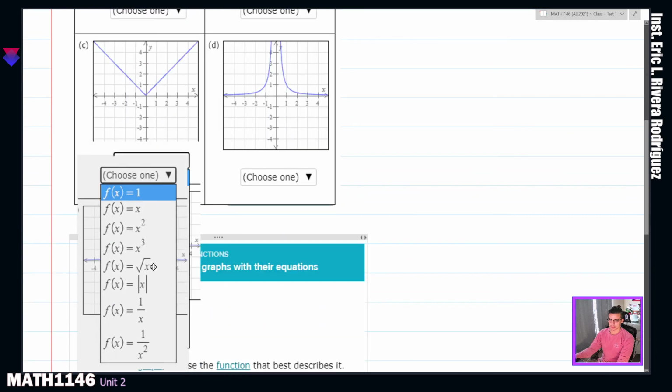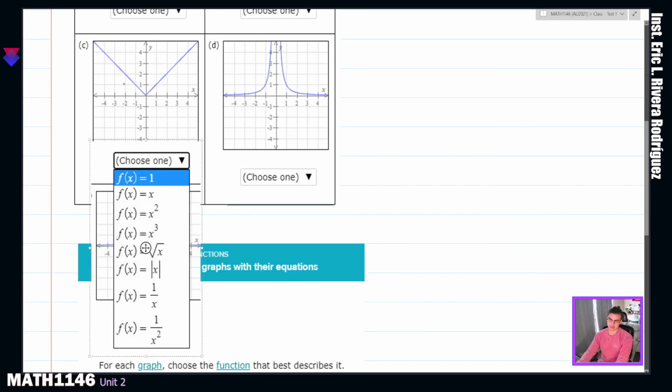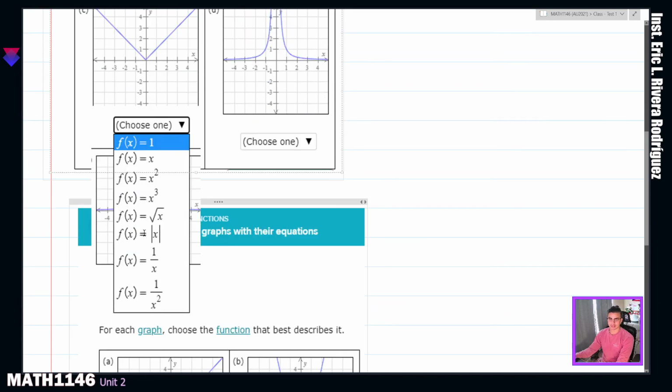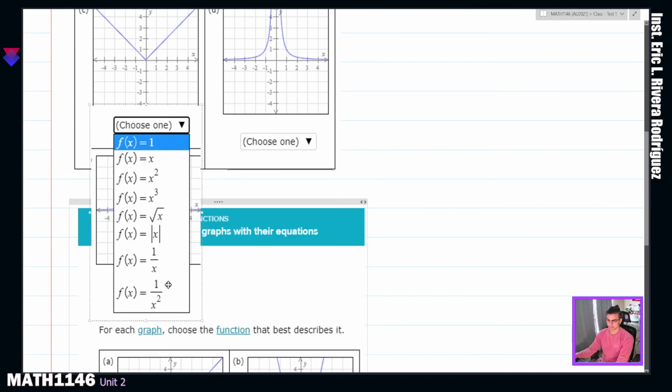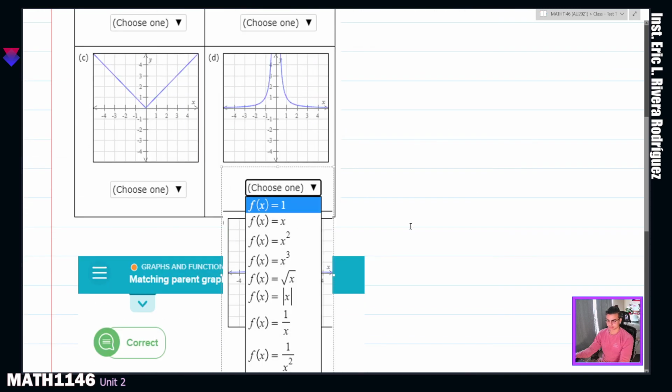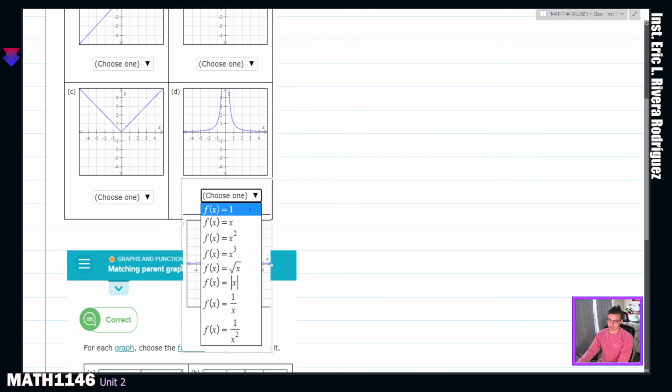Third one, we have worked with this one. We have here a V shape, so the equation is f of x equals the absolute value of x, because it is an absolute value function. And the last one, we have here a rational function, and both fragments of the graph are positive, so that means it is this one. And that way you answer this exercise.